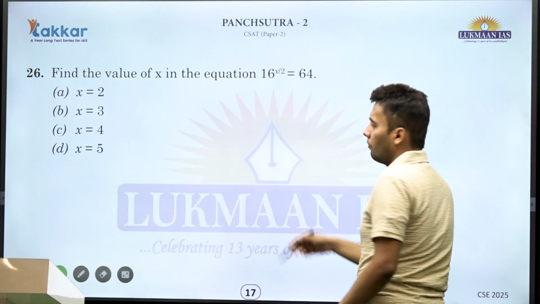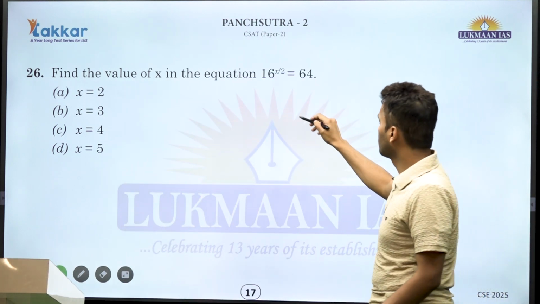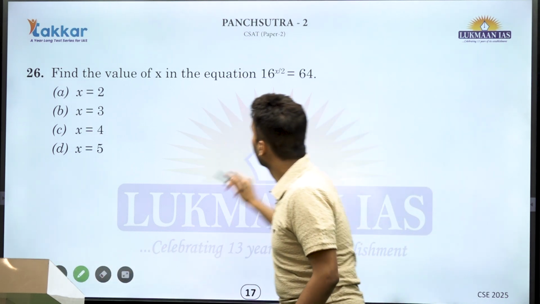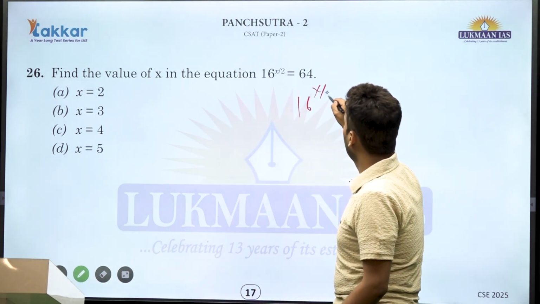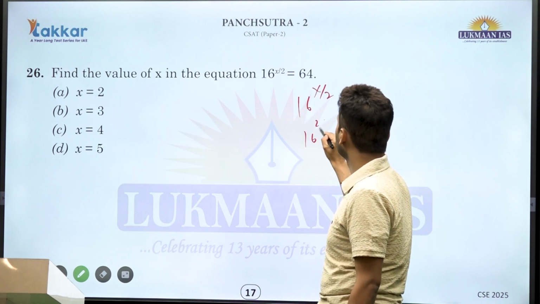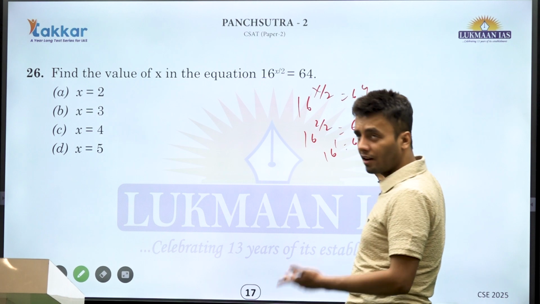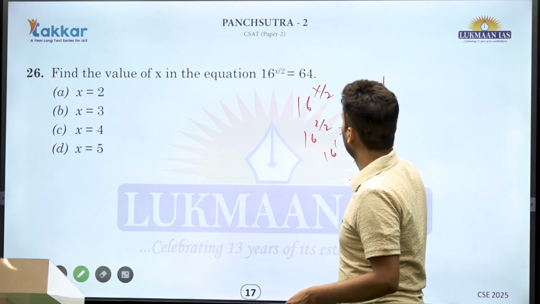Easy question. Again, we will just substitute the values to check; whichever satisfies the equation will be the correct answer. So 16^x by 2 is 64. Let's substitute x is equal to 2. If we substitute x is equal to 2, 16 power 1 is 16, not 64. Is this correct? No. We'll check another.